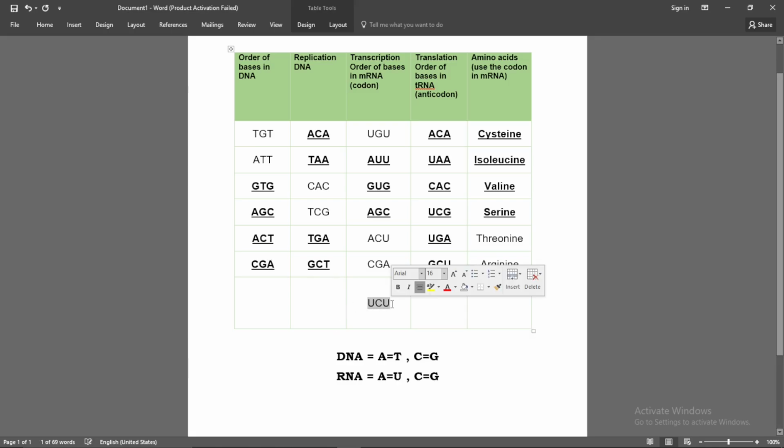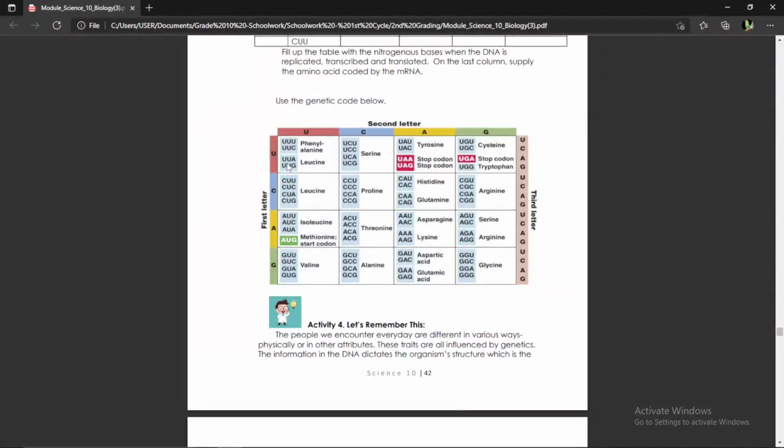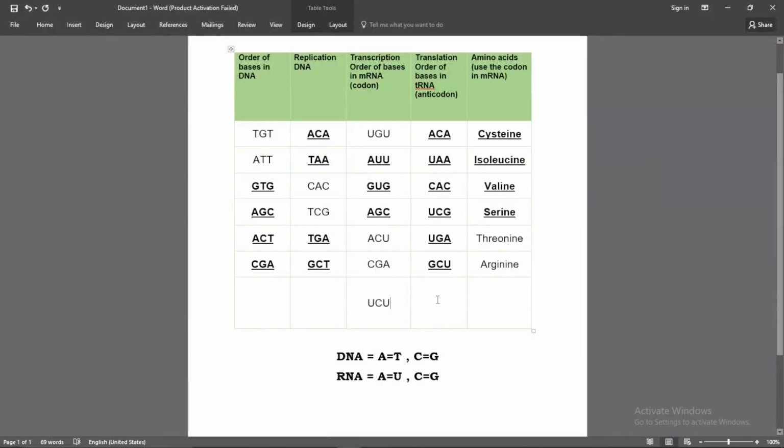Now for the last one, we are given the codon and no amino acid. So what I want to do here is to get the amino acid first based on the codon. So U, C, U. First letter is U, second letter is C, and last letter is U, which corresponds to serine again. U, C, U.